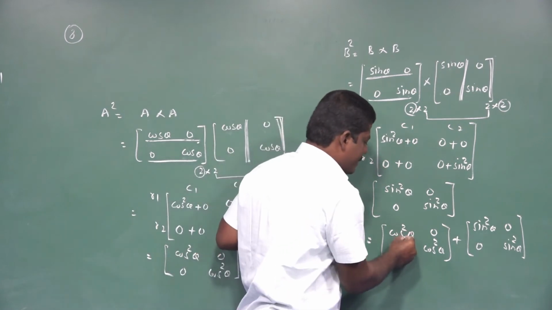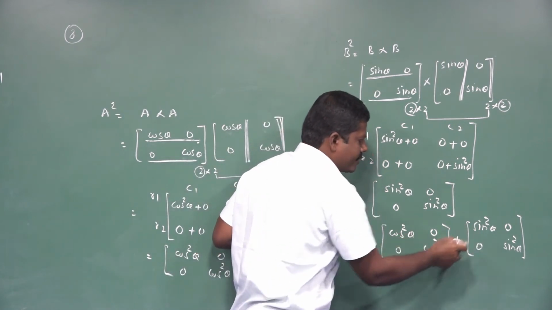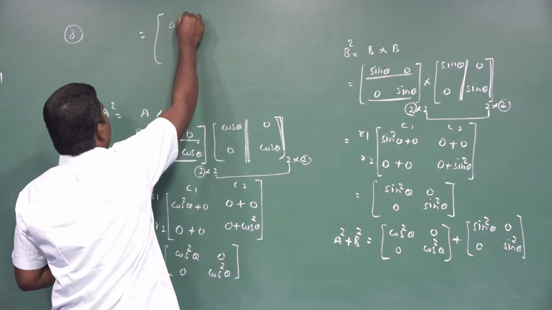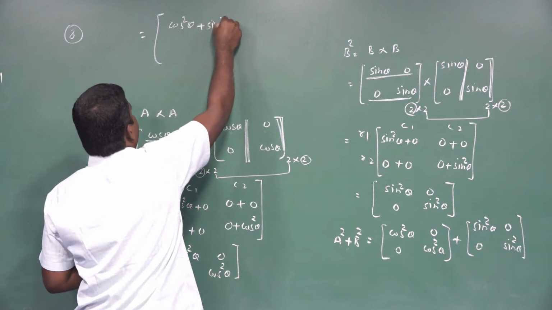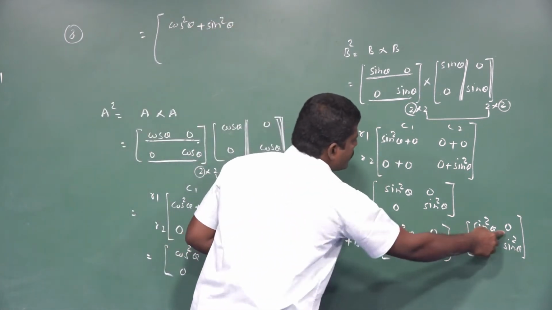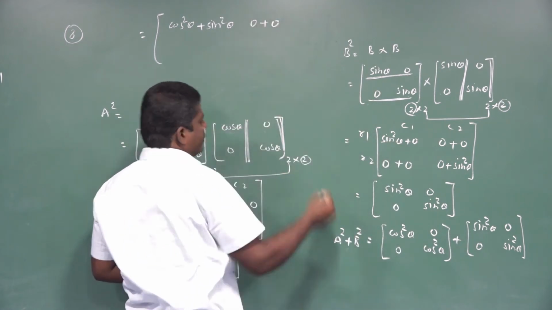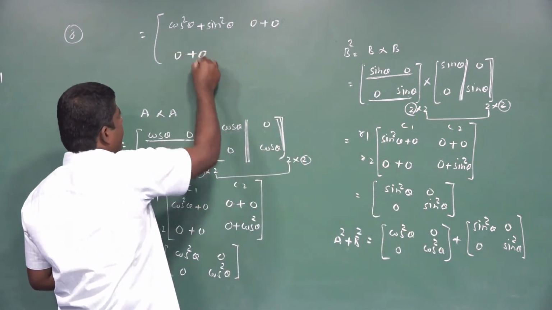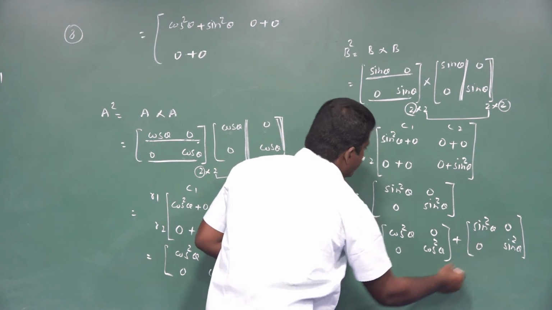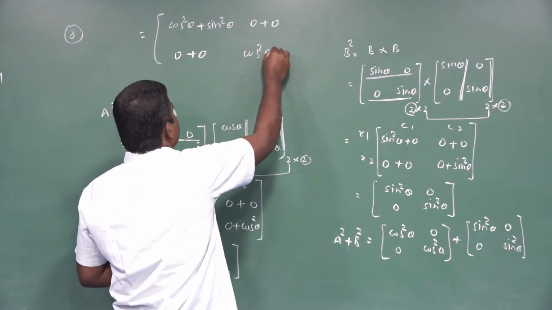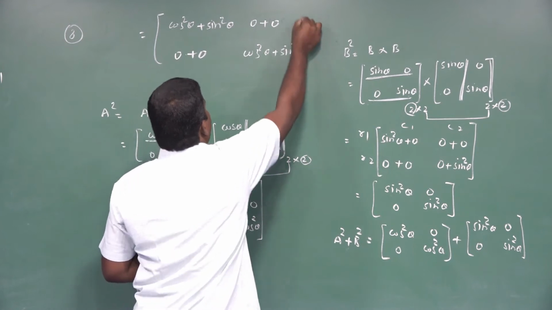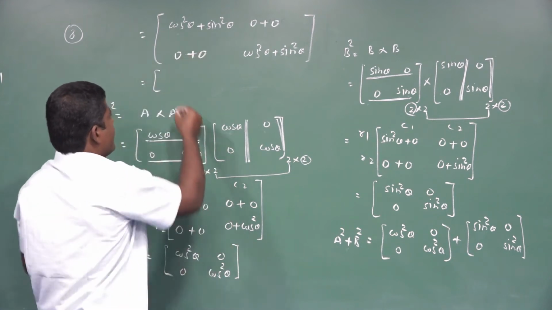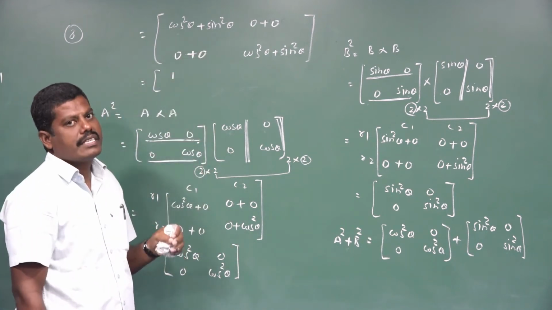Adding these two, we add corresponding elements. The corresponding element of cos square theta is sin square theta. So cos square theta plus sin square theta. Next the corresponding element of 0 is 0, 0 plus 0. Next second row, 0 plus 0. Cos square theta plus sin square theta. So now cos square theta plus sin square theta is nothing but what? 1. Sin square theta plus cos square theta is equal to 1.